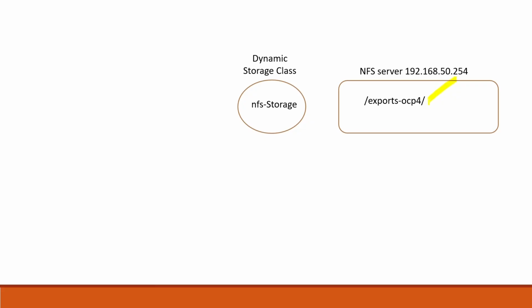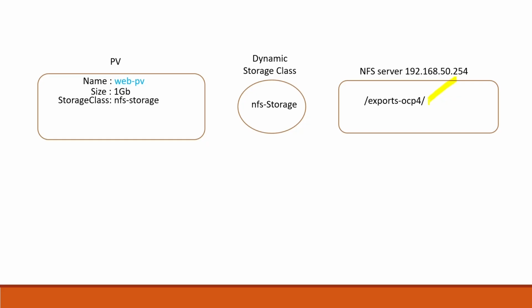Actually, if you have a dynamic storage class, then you don't need to make any PV for your application. That will be auto created. But the question asks to make a PV manually and use NFS storage and mount a specific path from the NFS storage. And when you create a PV with the name web PV, size 1 GB, and storage class name NFS storage, this NFS storage is pointing to our existing storage class NFS storage. So that will try to mount data from the storage class.